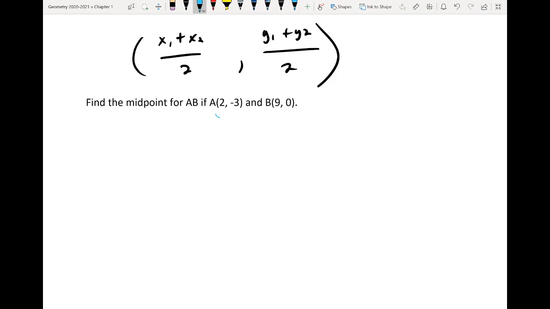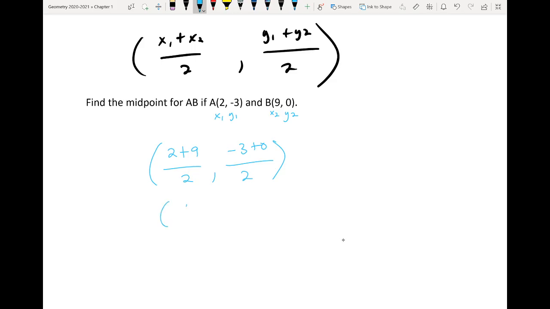A is our first point, so this is going to be x sub 1 comma y sub 1. B will be x sub 2 comma y sub 2. All right, so the way we're going to actually get this point is we're going to add 2 plus 9, and we're going to divide it by 2, comma, negative 3 plus 0, and divide by 2.